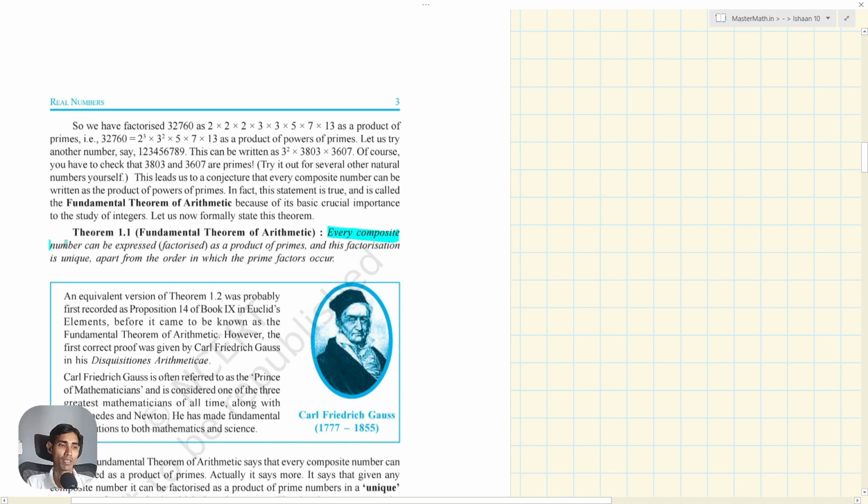Every composite number can be expressed or factorized as a product of primes. And this is another detail they have added: this factorization is unique. What does this mean?